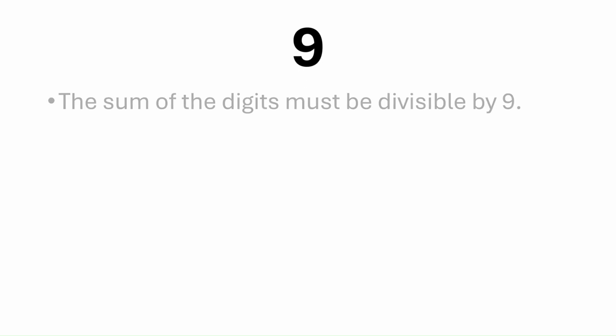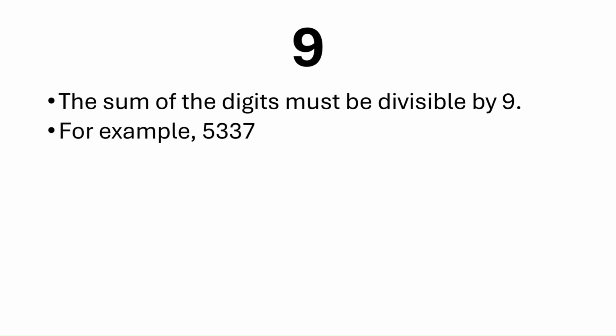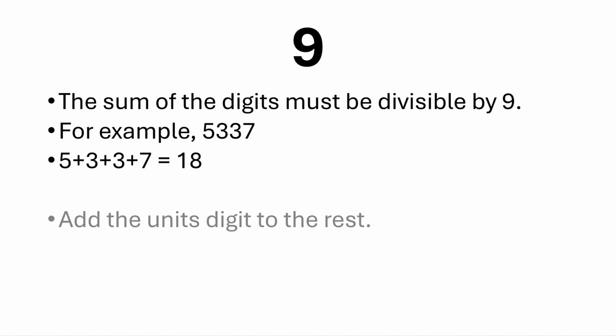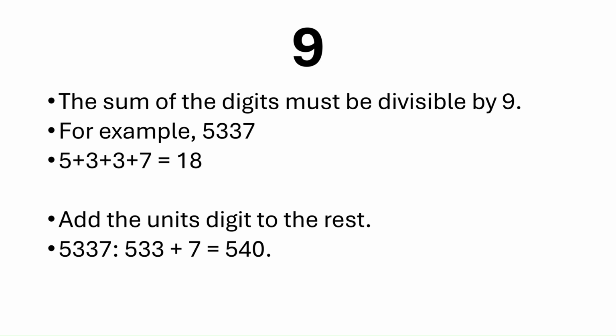9. The sum of the digits must be divisible by 9. For example, 5337. 5 plus 3 plus 3 plus 7 is equal to 18. Alternatively, add the unit's digit to the rest. 5337, 533 plus 7 is equal to 540. You can repeat until you're sure. 540, 54 plus 0 is equal to 54.